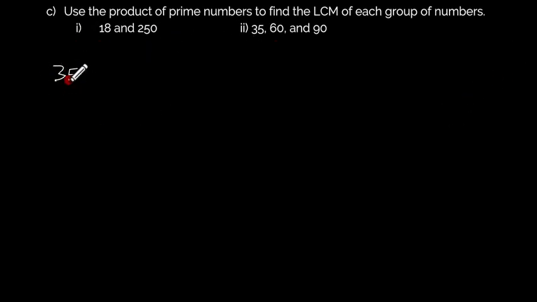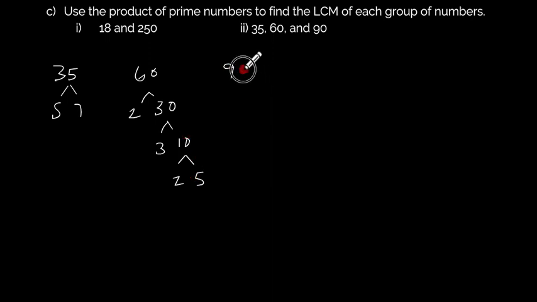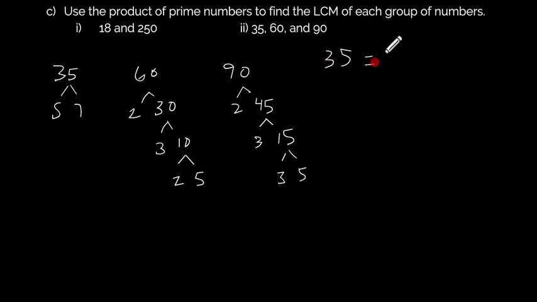So 35 is pretty simple. 5 times 7. That's it. 60 is 2 times 30. 3 times 10. 2 times 5. And then 90 would be 2 times 45. 3 times 15, 3 times 5. Now if I wrote those all out, 35 would be 5 times 7.